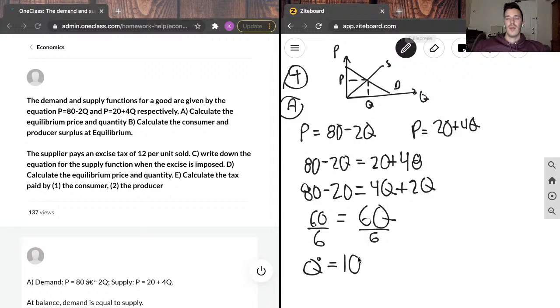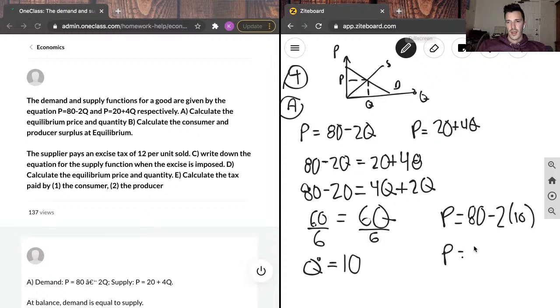Because we just set the two equations equal to each other, we just need to plug this Q star back into one or the other in order to solve the price, the equilibrium price. So we'll plug it back in the first one, I guess. So we can say that price is going to equal 80 minus 2Q. Of course, we know that Q is 10. So price is then going to equal 80 minus 2 times 10, which is 20. Subtracting those, we will get P star. It's going to be equal to 60.